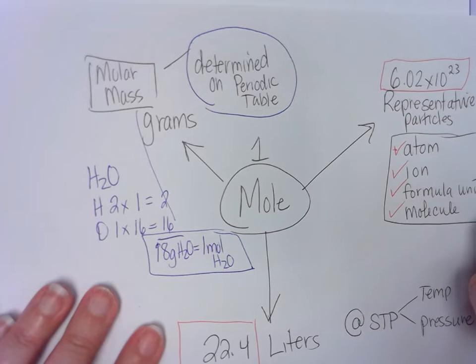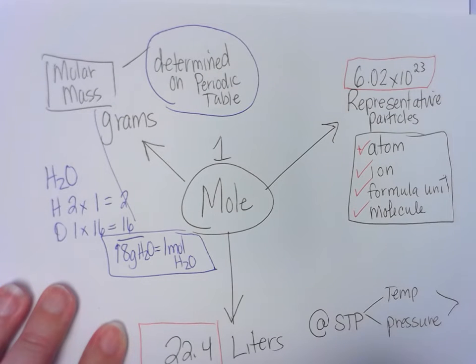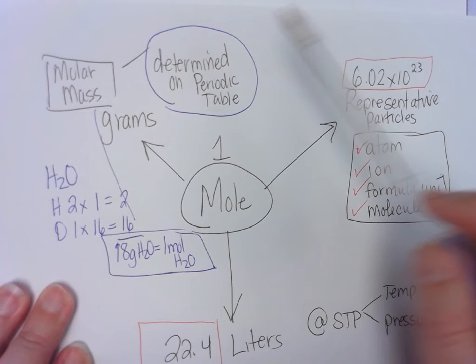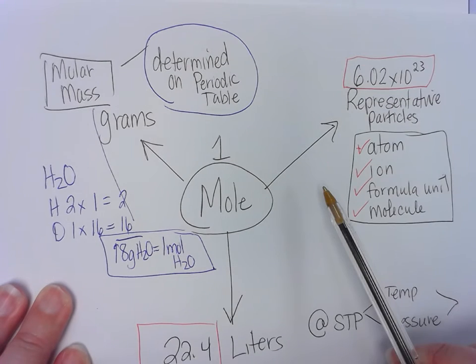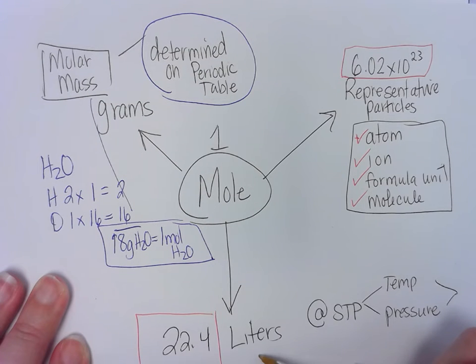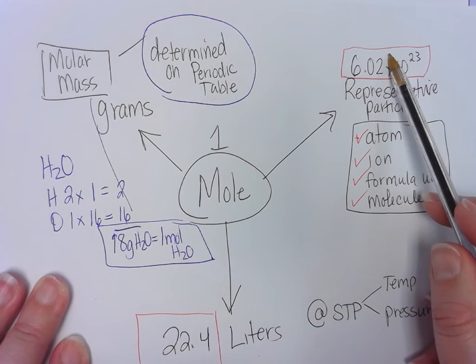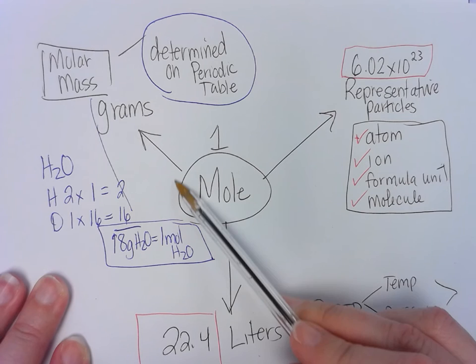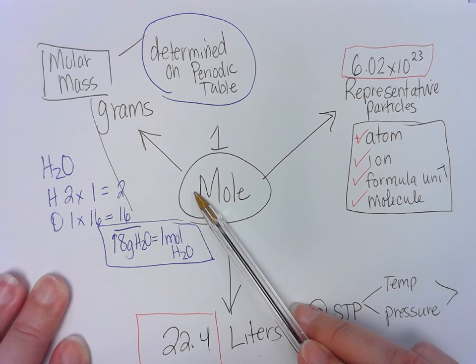So moles can be 3 different things. As we've learned in past lessons, we can equate it to the molar mass, we can equate it to the representative particles, and we can equate it to liters. And representative particles is 6.02 times 10 to the 23rd of any one of these things. For liters, it's 22.4 liters at STP, and for grams, you have to determine it from the periodic table, but that is your molar mass equaling 1 mole. You can do other things with moles, and we will be looking at that in further units.